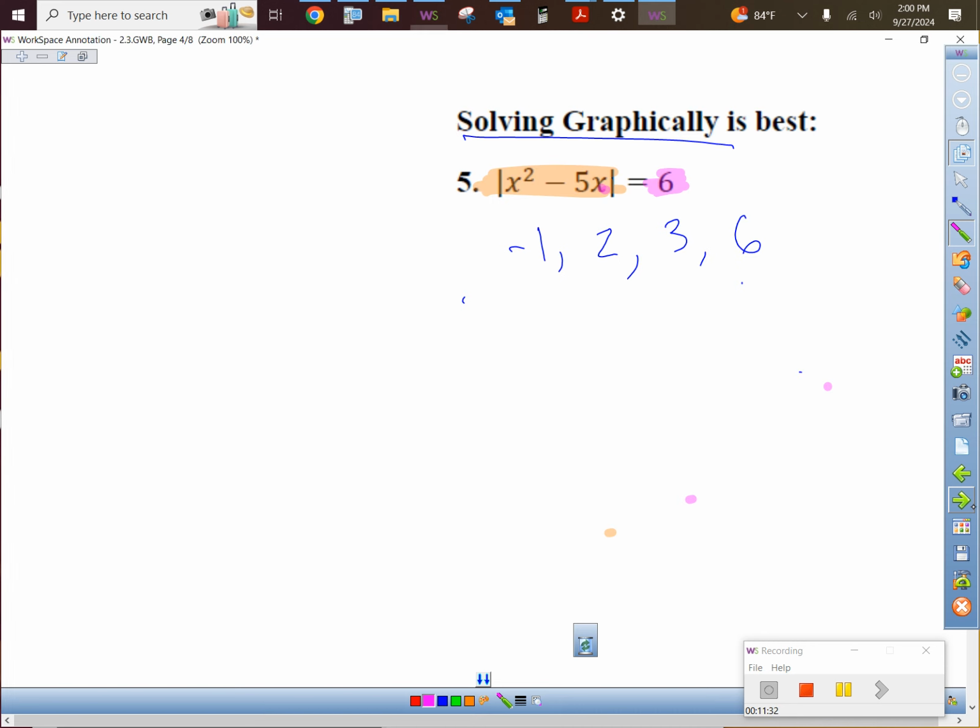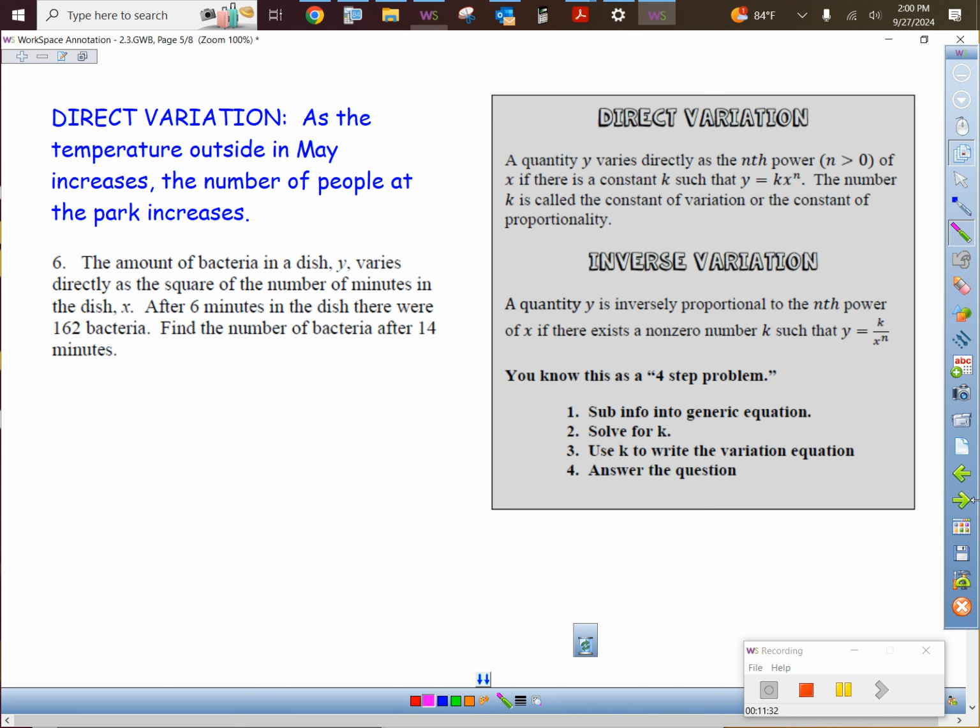So that's one concept for the day, is solving absolute value equations. The next is variation. This is only your second go-round with it. I won't lie, variation is probably the most realistic thing that this class does. The bad part is we don't have the data to do the variation with.